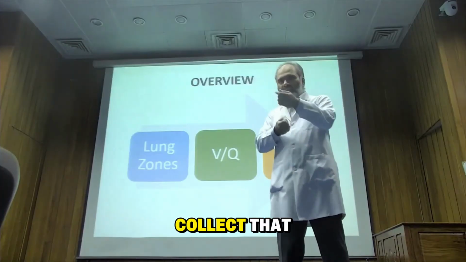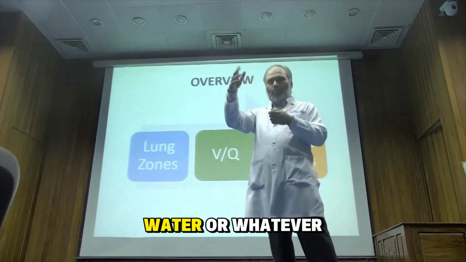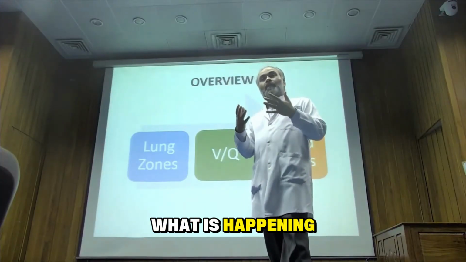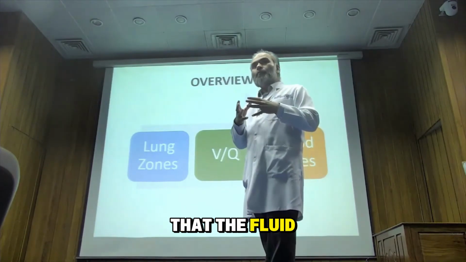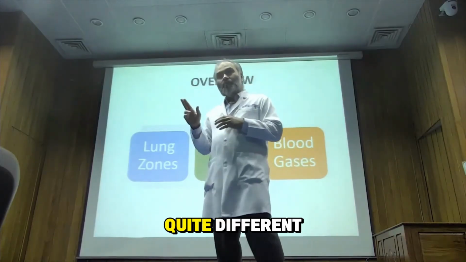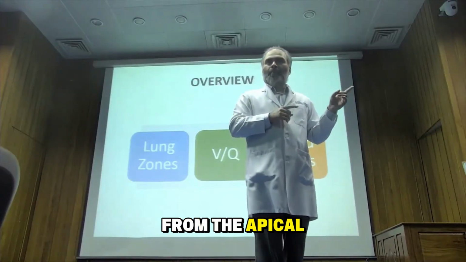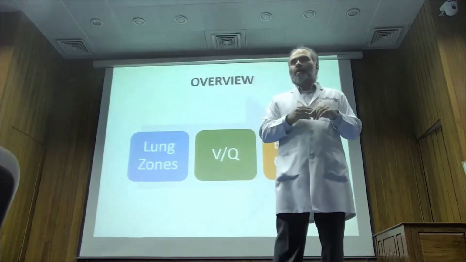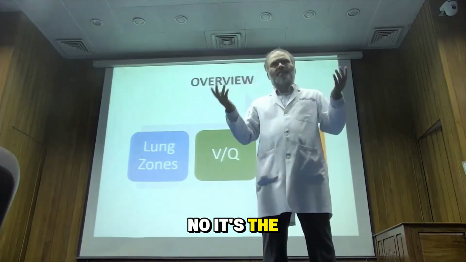Now, when you collect that liquid that you threw in the glass of water or whatever back to check what is happening to this fluid, you shouldn't be surprised that the fluid collected from the base of the lung is quite different from that collected from the apical regions of the lung. There are differences. Is there a difference in the liquid itself? No, it's the same liquid.